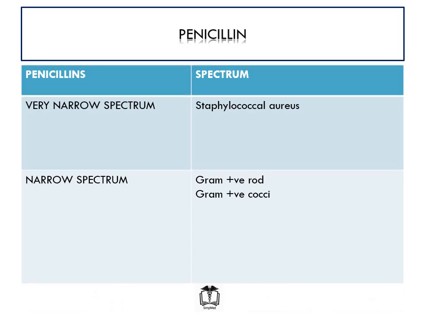It's better for us to learn about the spectrum of activity of penicillin, starting with the very narrow spectrum penicillins. The very narrow spectrum penicillins are drugs that tend to act against only one set of microbe, and that particular microbe is Staphylococcus aureus. This is the reason why we tend to classify very narrow spectrum penicillins as anti-staphylococcal penicillin, because of how they have just a single activity against one microbe.